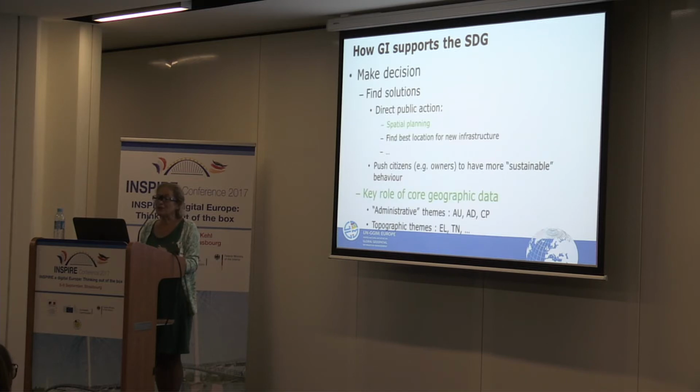You have to make decisions to find solutions. And geographic data is very useful, for instance, for spatial planning. It's really a key tool for public action. It's also to find the best location for new infrastructure. It's also to push citizens, for instance, owners, to have more sustainable behavior. So in this operational phase, there is really a key role of core geographic data.